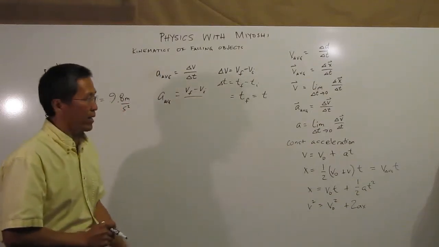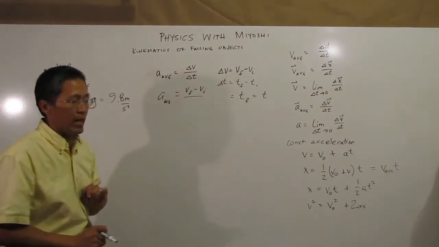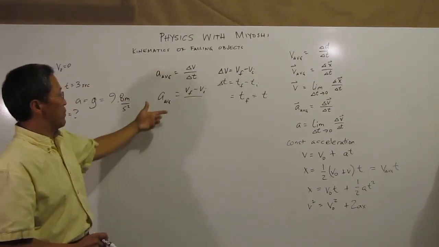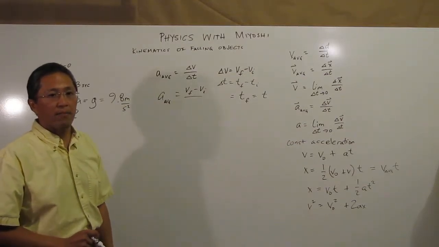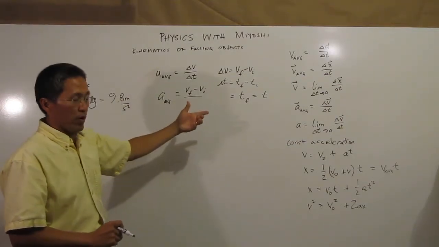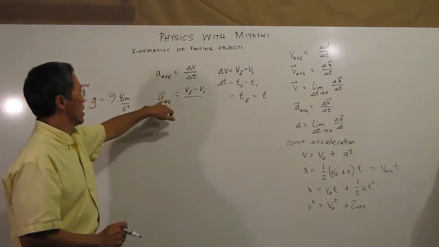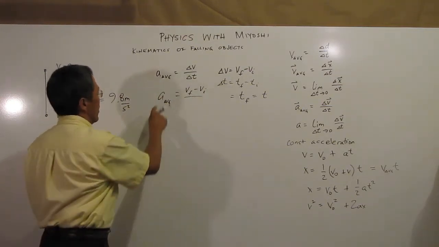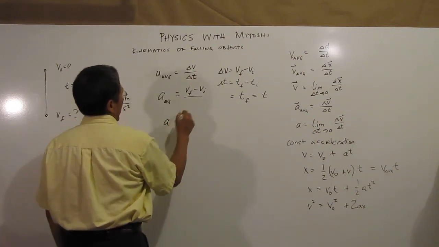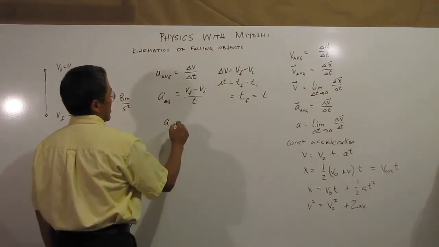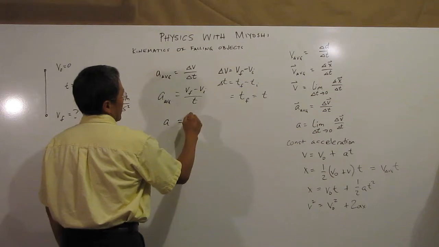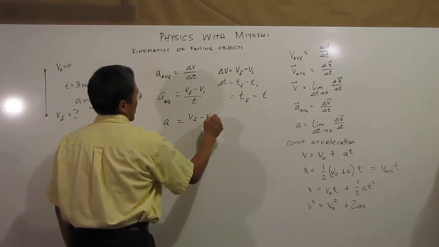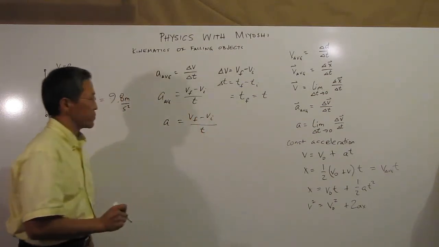So I'll change that. I'll also change that a average to just be a, because for the scenarios we're using right now, we have a constant acceleration. So I'll just change that to a. So a is V final minus V initial divided by t.